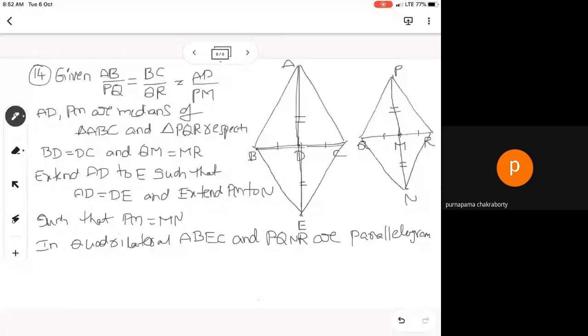because diagonals bisect each other. Okay, is it okay? So when these diagonals bisect each other, the question is given to you that these quadrilaterals are parallelograms.